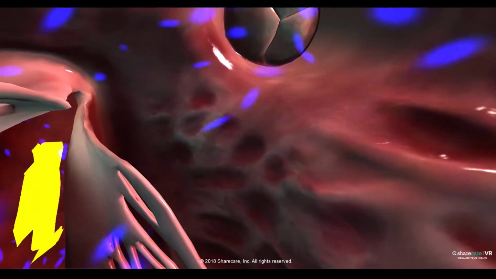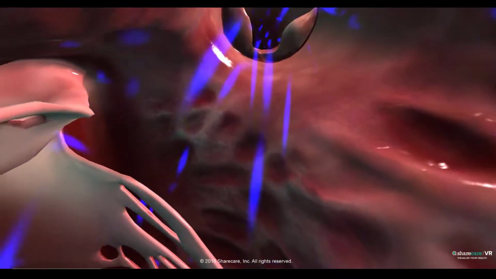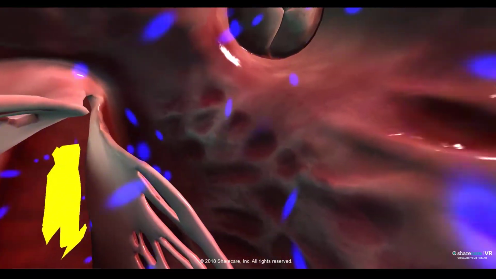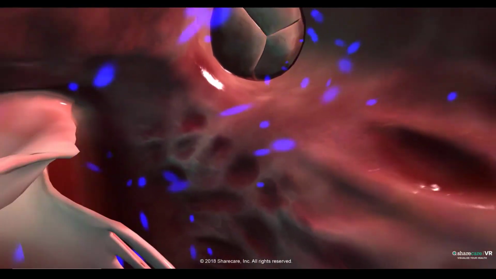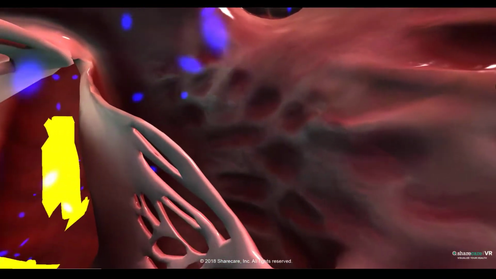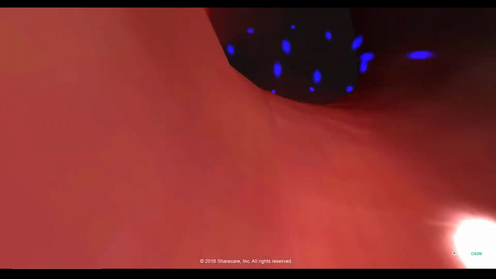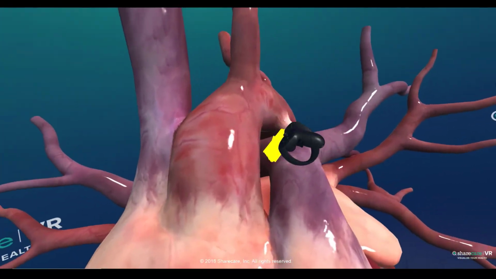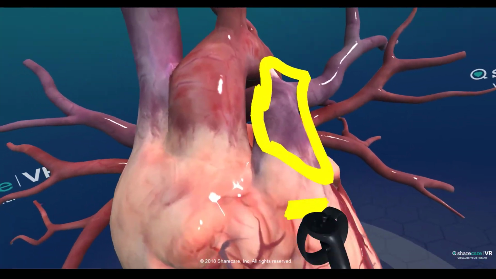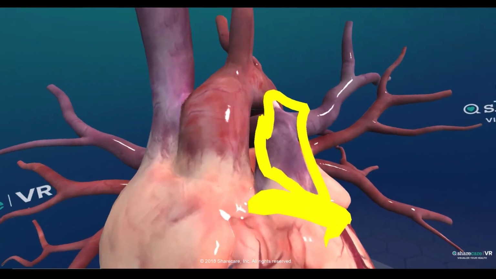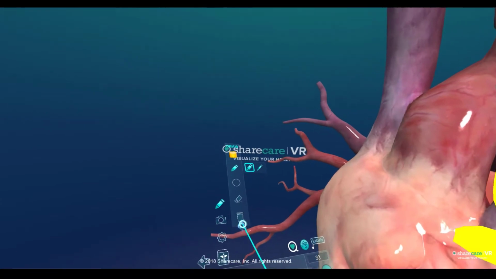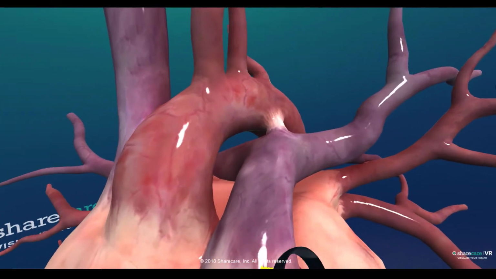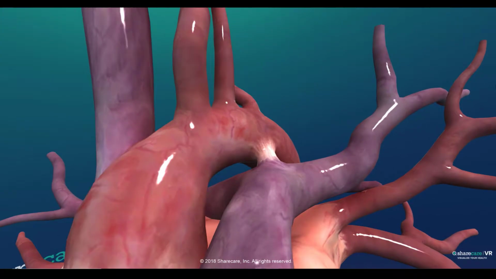Do you remember what that valve is called? It is a semilunar valve because the cusps look like a partial moon. If we are going from our right ventricle, we go up through this semilunar valve into our pulmonary trunk. That makes the valve we just went through the pulmonary semilunar valve, which brings the blood up into the pulmonary trunk.